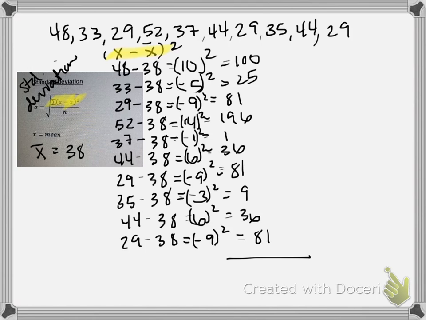So I'm going to add up 100 plus 25 plus 81 plus 196 plus 1 plus 36 plus 81 plus 9 plus 36 plus 81. When I do, I get 646. Whew, I'm almost there. The next thing I need to do is divide by the number of numbers in my data set. So I have to take 646 and divide that by 10.